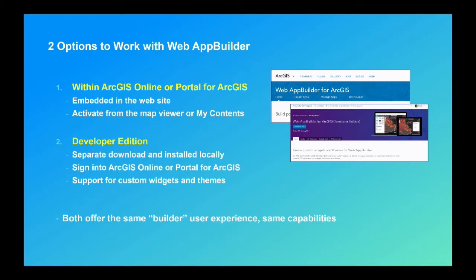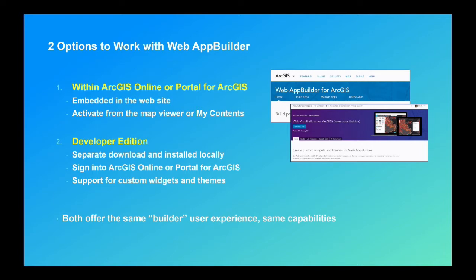The more powerful one, in my opinion, because I'm a developer, is the Developer Edition, because you have the full keys to the kingdom. It's a separate download. You install it locally on your system. You still sign into your org to authorize that machine to install Web App Builder, to authorize through that portal or that instance of ArcGIS Online. But then that's where you start to unlock the power, right?